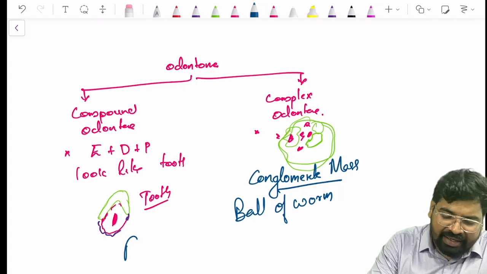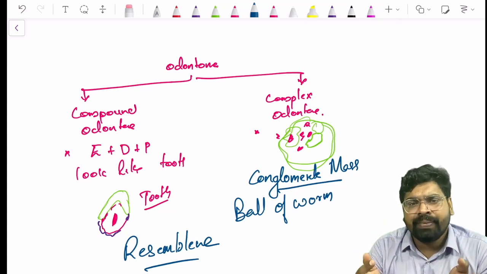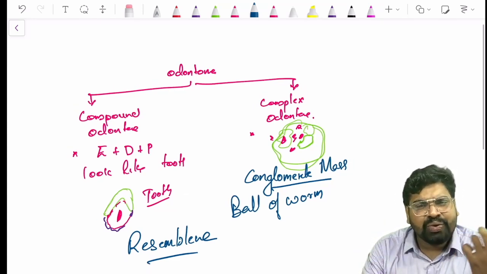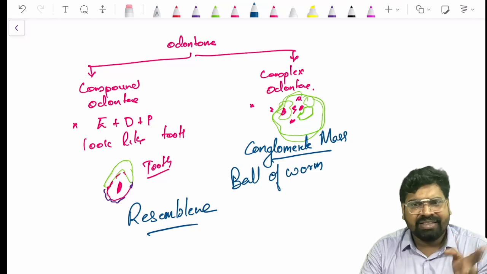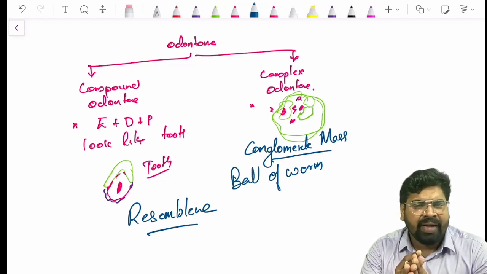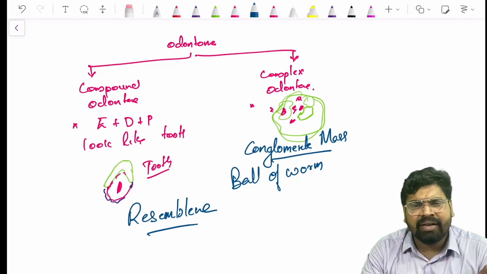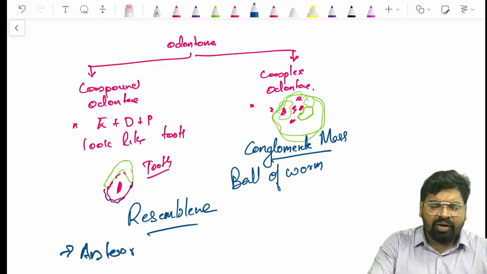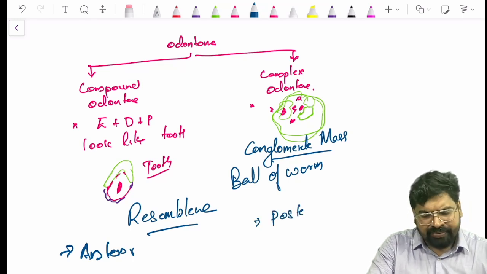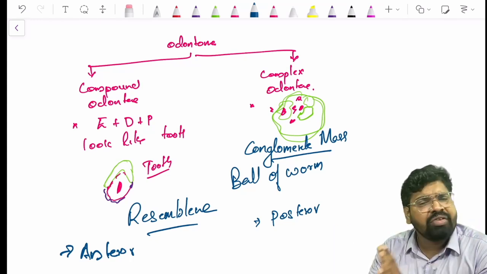So we are using resemblance here: how it is resembling a tooth. Compound odontomas usually come in the anterior region. Complex odontomas usually come in the posterior region. This is just based on some incidents. It doesn't matter, compound and complex odontomas can come anywhere. Location doesn't matter, but most commonly compound odontomas come in the anterior regions, while complex odontomas come in the posterior regions. It is not always true.